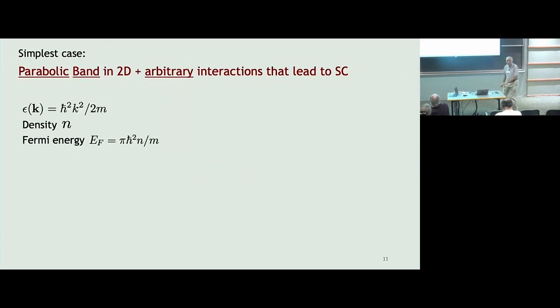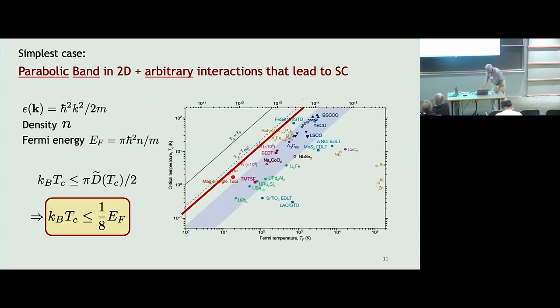Okay, so let's first look at a spherical cow, a parabolic band in two dimensions, and I'll give you any interaction you want that leads to pairing and superconductivity. And you get a very simple result, which for some reason had escaped attention for decades, that no matter what you do, you can never actually exceed 1/8 epsilon Fermi. Now, if you were to plot this, you get the red line, and it would be very unfair to declare victory and say that you'll never cross this red line, because very few of these materials actually have parabolic bands. But nevertheless, like the Drude model, a spherical cow gives you at least some feeling for what can or cannot happen. Okay? And then we'll discuss what happens when you go away from simple parabolic bands.